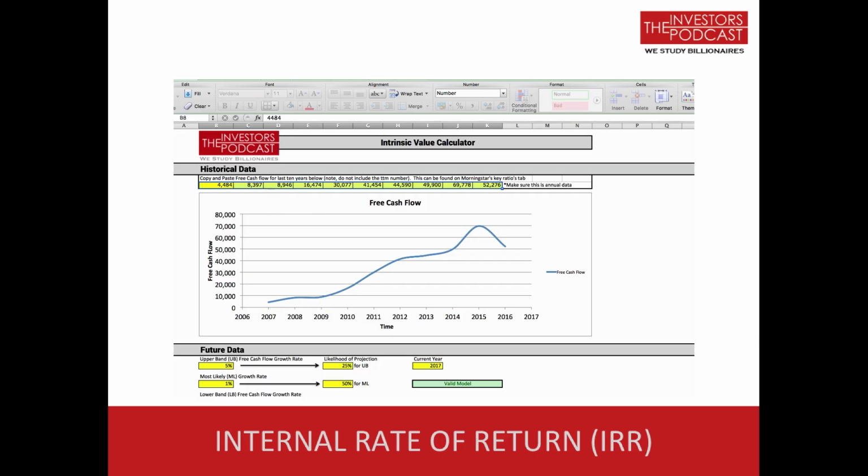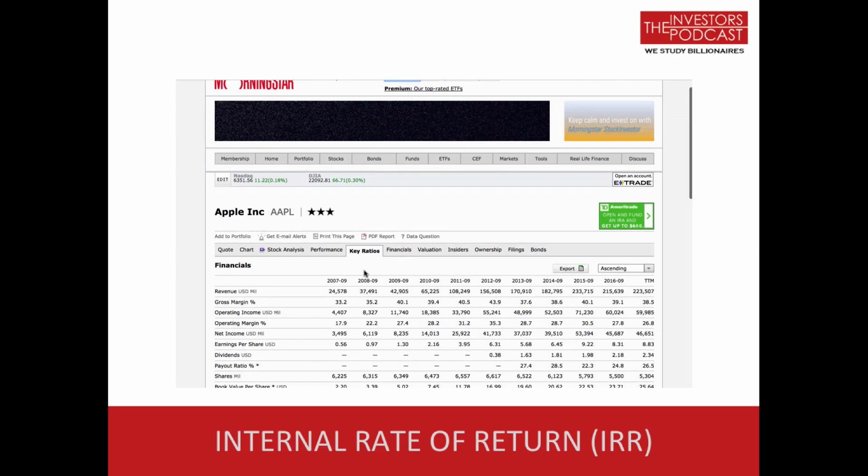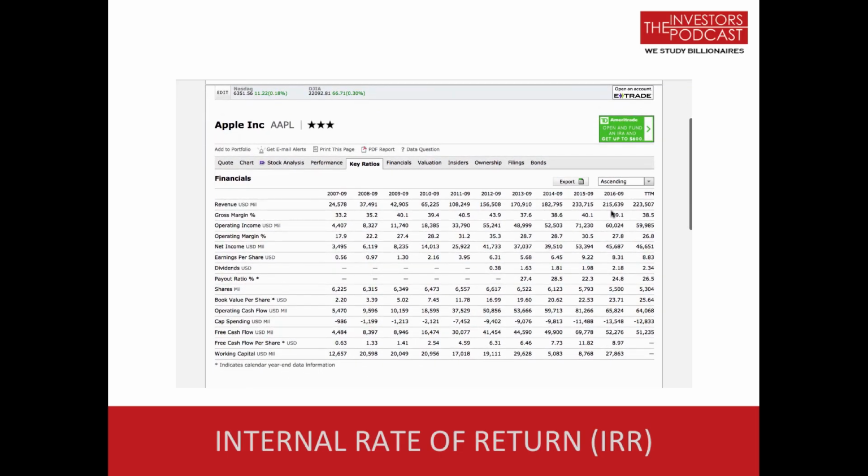And so if you were going to do this yourself, let me show you how you would do this. So here I am on Morningstar, and whenever you come to this page, you're going to type in the ticker for Apple, which is AAPL. You'd put that into the quote, and then you'd click on this tab called Key Ratios right here. And whenever you click on Key Ratios, it's going to give you the past 10 years of data for various things.